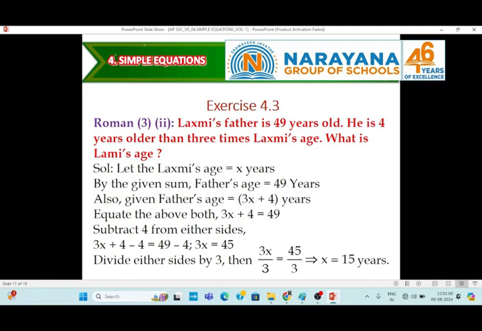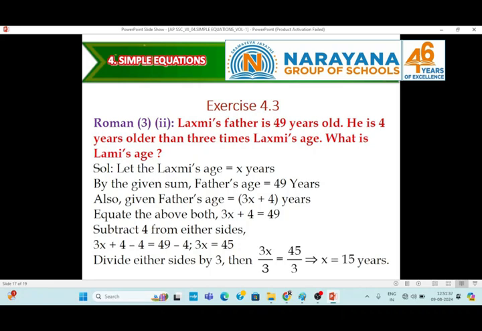So let Lakshmi's age be x years. By the given sum, father's age is 49 years. From the given question, according to the relation, father's age is 4 years more than 3 times Lakshmi's age. So 3 times Lakshmi's age means 3x. So 4 years older than means we should add 4 to 3x. According to the question, father's age is 49. We should equate both. So 3x plus 4 is equal to 49. Thus we obtain a linear equation in one variable, which is nothing but a simple equation.